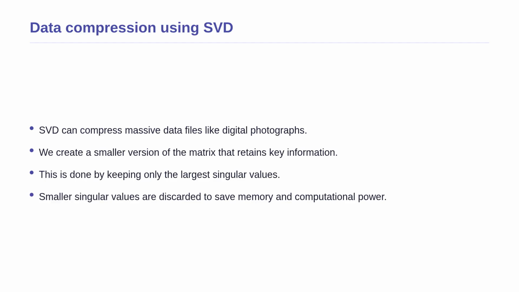Now that we have a strong geometric understanding, let us look at a real-world application. How can we use the singular value decomposition to compress data, such as a digital photograph? The core idea is to create a smaller, simpler version of the matrix that still captures the most important information. We do this by keeping only the largest singular values and completely ignoring the smaller ones.